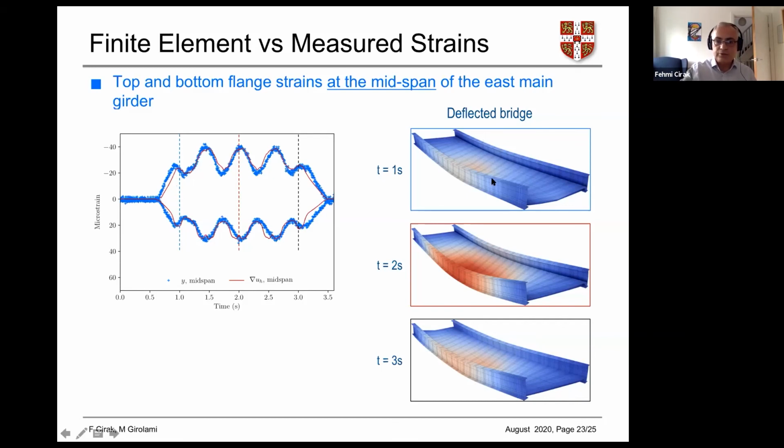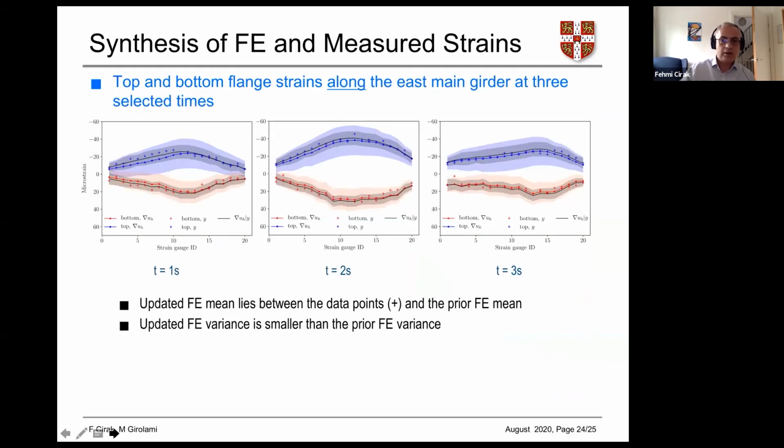And here on the left, you see the deflection of the bridge at three time instances: 1 second, 2 seconds, and 4 seconds, which are also indicated here by dashed lines. Okay? So now we are looking at these three time instances, the strain in the top and bottom flange along the entire girder. Along the entire main girder, there are, I think, 20 sensors. So we are looking at the strains at those sensors at a specific time.